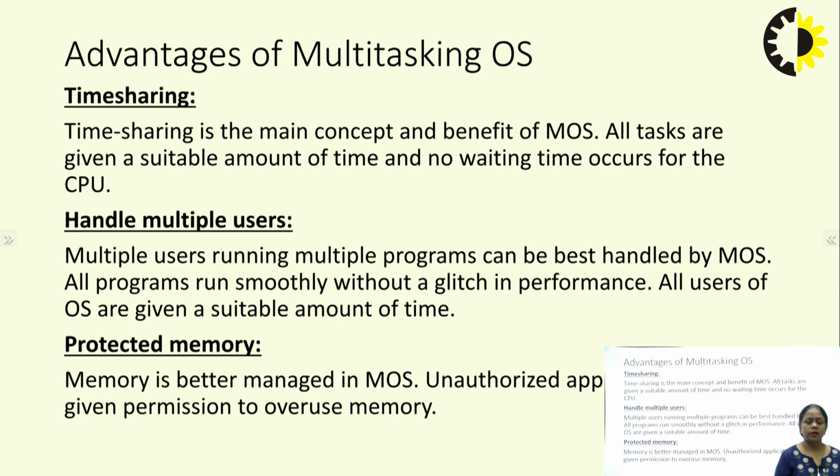Handle multiple user, when we have multiple users, then we can use multitasking. Multiple users running multiple programs can be best handled by this multitasking operating system. All programs run smoothly without a glitch in performance. So, we can handle multiple users at a time in the multitasking system. Protected memory. Memory is better managed in multitasking operating system.